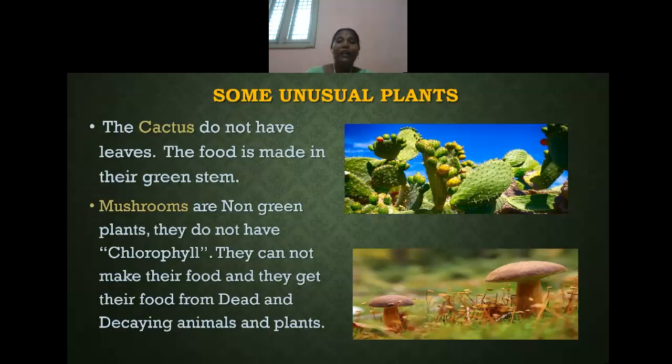So they cannot prepare the food. That's why they get the nutrients directly from this dead and decayed matter. That's why the mushroom is called an unusual plant.